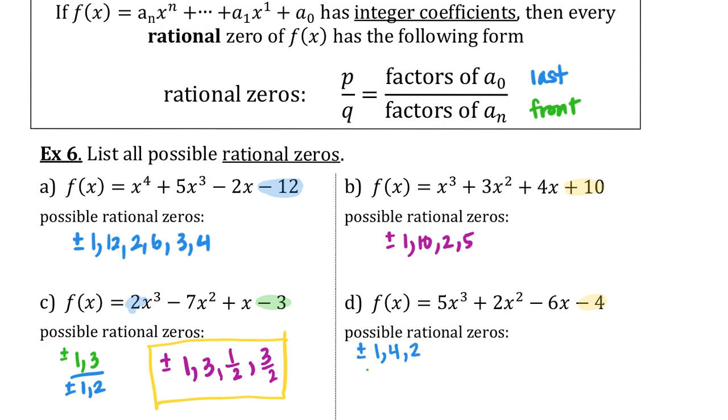Let's go ahead and look at the leading term, the leading coefficient, because there could be fractions if there's a number. What do I times to get 5? Just 1 times 5. Okay, now I need to do every combination of the top ones over the bottoms.